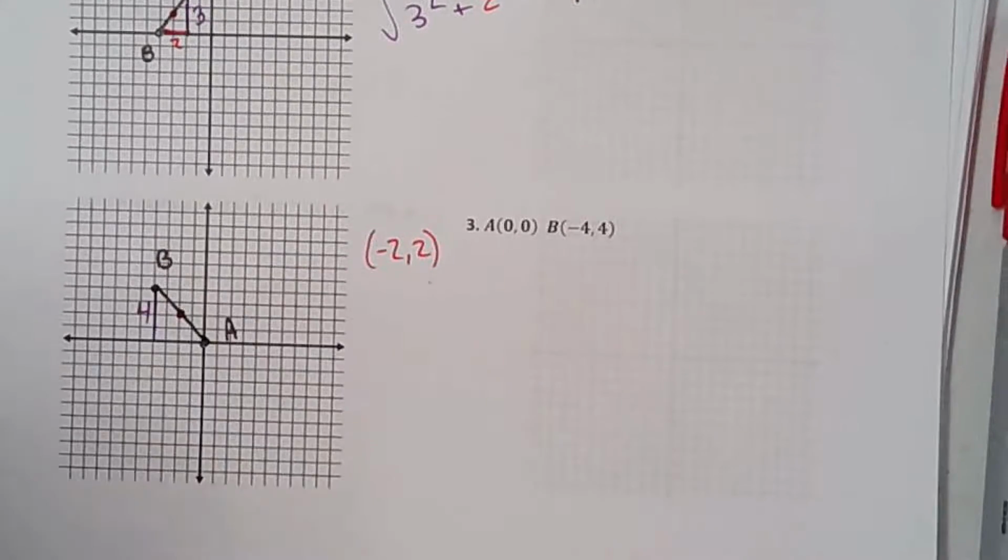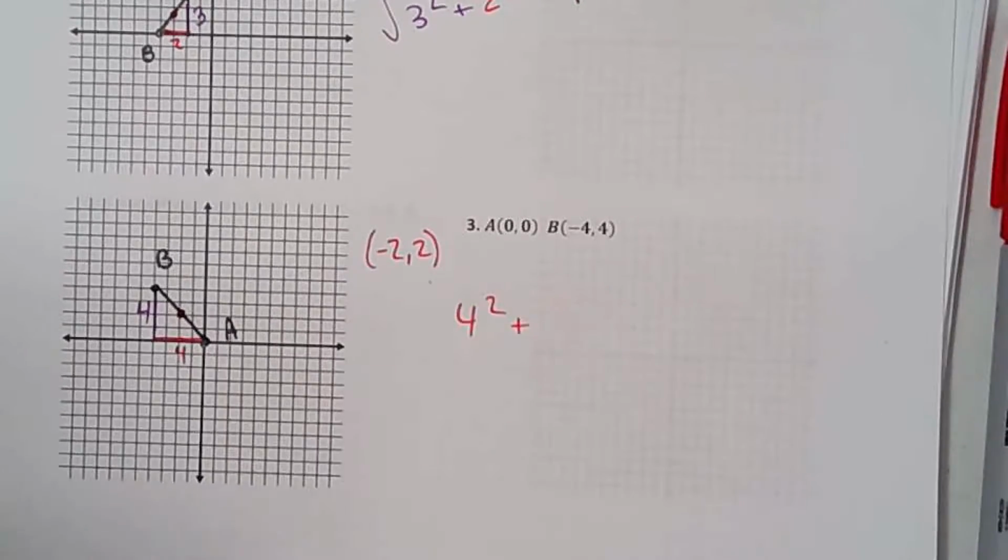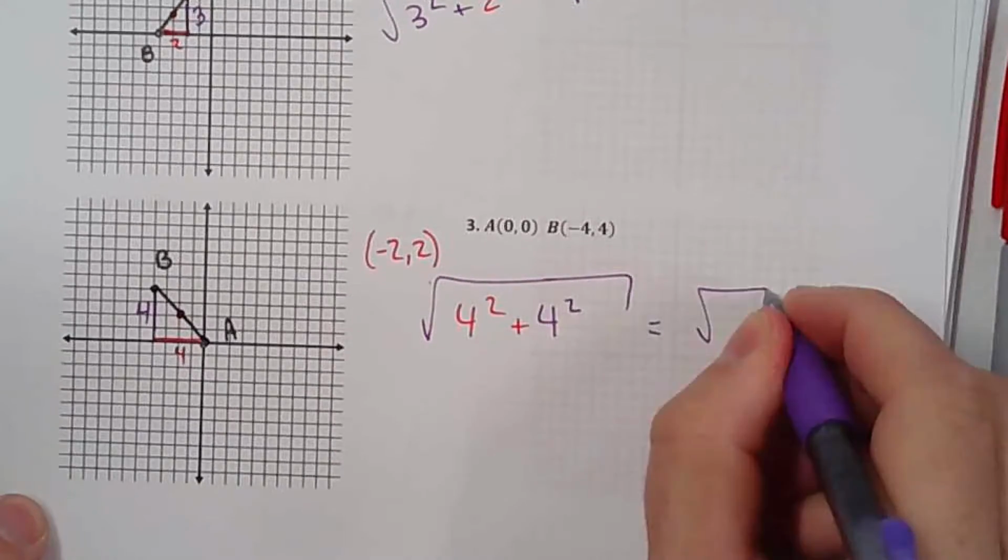Looks like 4 here and 4 there, right? So we have 4 squared and 4 squared. 16 and 16 is what we get. We root that. It's going to be root 32.